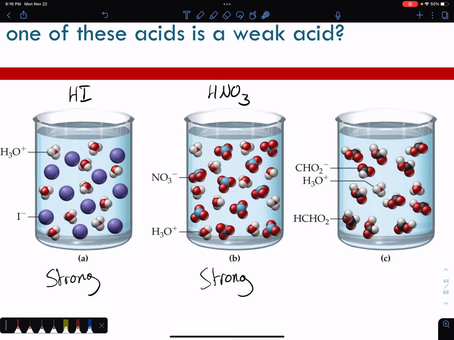This last one is formic acid. So it would be HCHO2. And if we look into the solution, this basically gives it away, but most of these are still protonated. I think there's this one that's not protonated. So it's had that hydrogen removed. So this would be a weak acid.